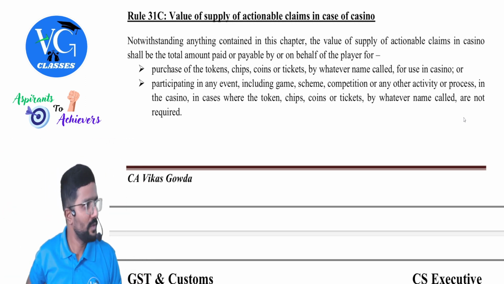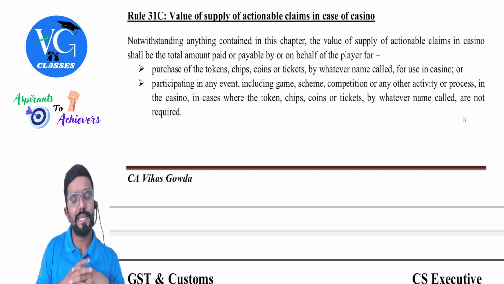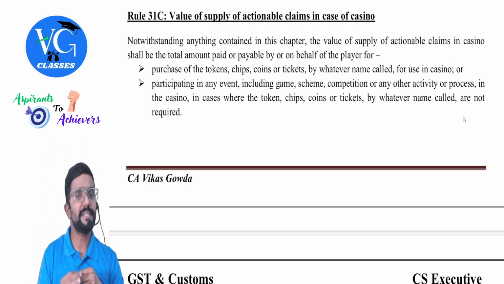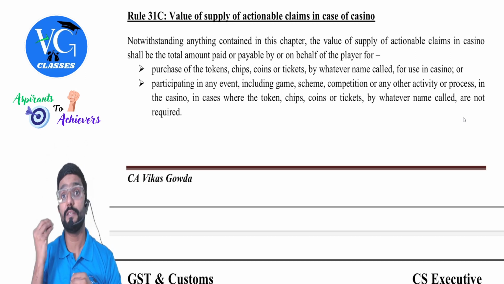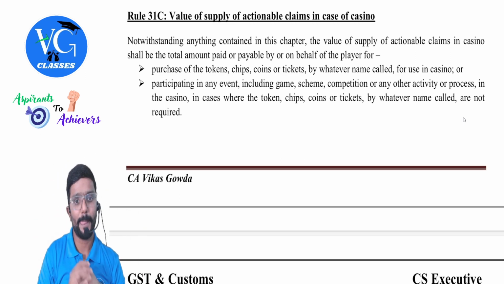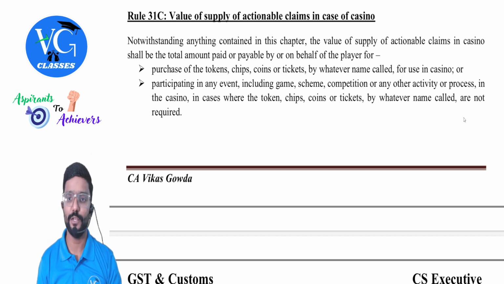To the casino, who is organizing these games. Notwithstanding anything contained in this chapter, the value of supply of actionable claims in casino shall be the total amount paid or payable by or on behalf of the player for purchase of tokens, chips, coins or tickets by whatever name called, for use in casino or participating in any event, including game, scheme, competition, or any other activity or process in the casino.